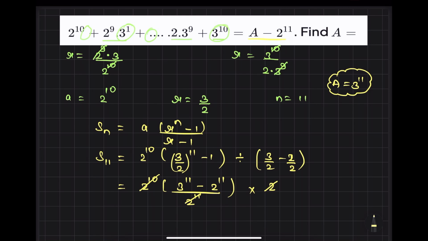So the value of a is 3 power 11. I hope the idea is clear and you guys can handle similar situations.